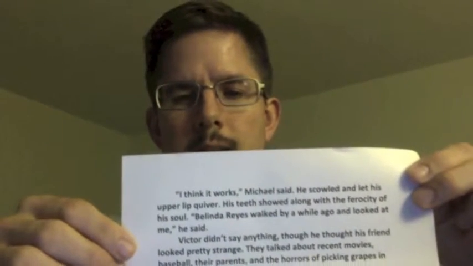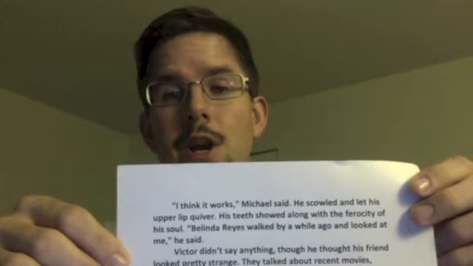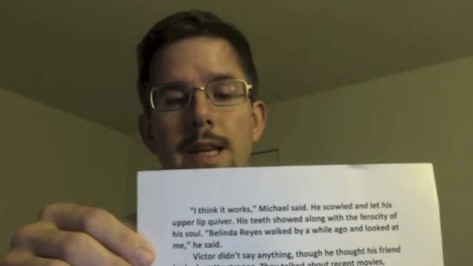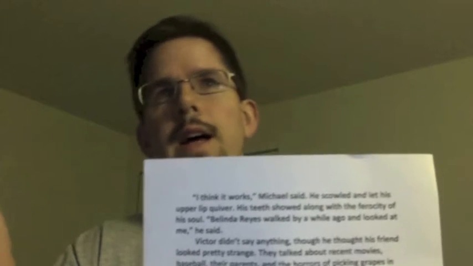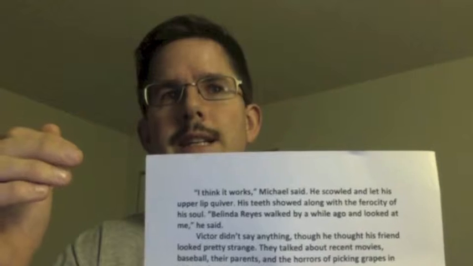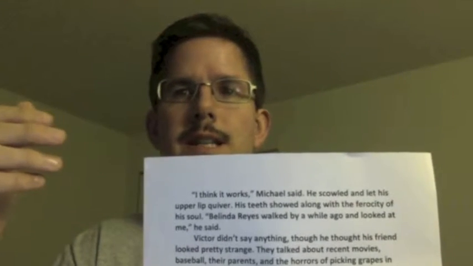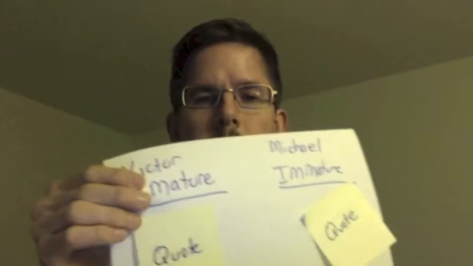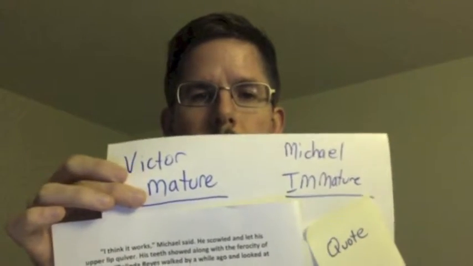In this quote, the character Michael is scowling at girls because he thinks that it makes him look cool, and Victor thinks that it looks kind of strange. As the teacher, I would read this quote out to the students and then do a think-aloud strategy, saying, well, it sounds like Victor is acting older than Michael because he thinks scowling is kind of silly. Then I would show that this proves that Victor is more mature. I would then take that quote and put it underneath the correct category in my classroom.